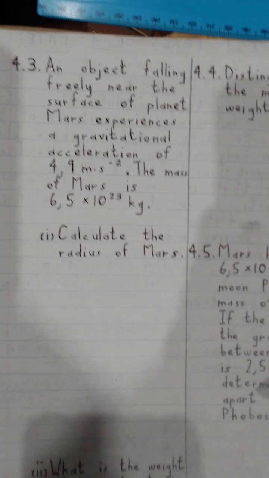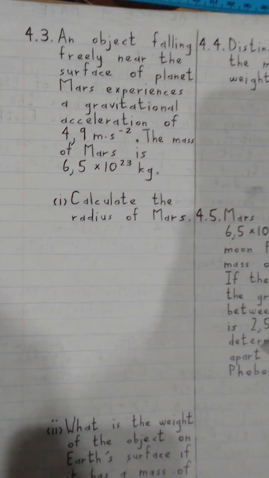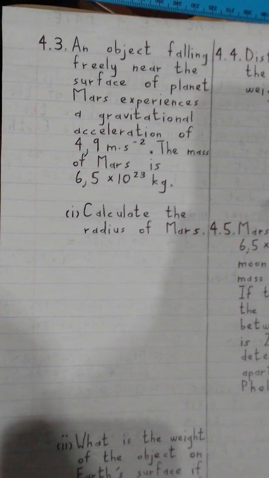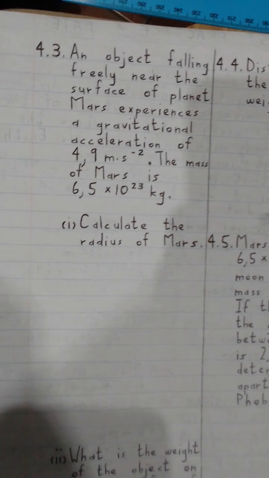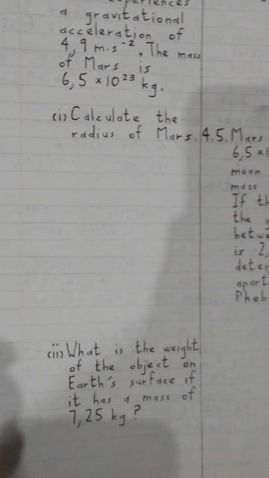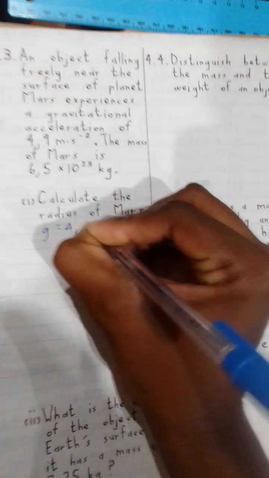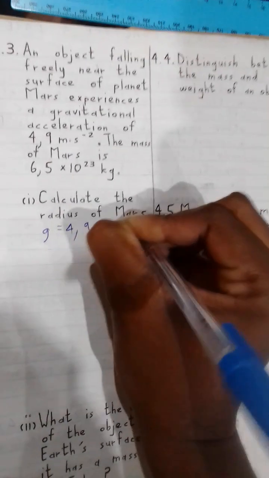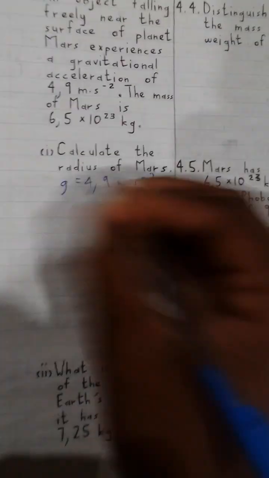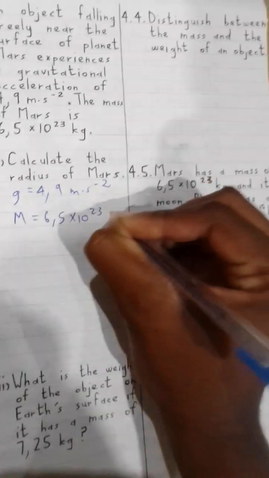So 4.3 states, an object falling freely near the surface of planet Mars experiences a gravitational acceleration of 4,9 meters per second squared. The mass of Mars is 6,5 times 10 to the power 23 kilograms. Roman numeral number 1 states, calculate the radius of Mars. So we have the gravitational acceleration, 4,9 meters per second squared, downwards, right? And then we have mass, the mass of Mars, which is 6,5 times 10 to the power 23 kilograms.